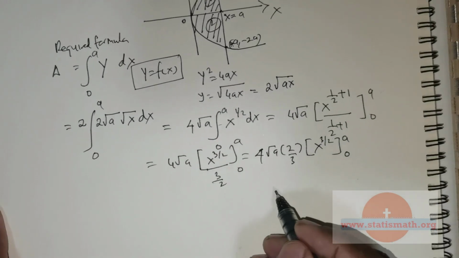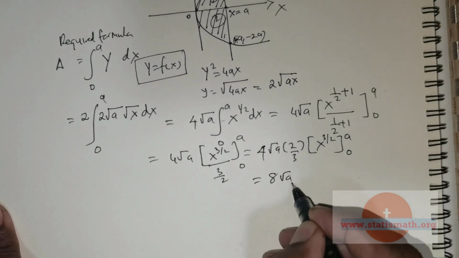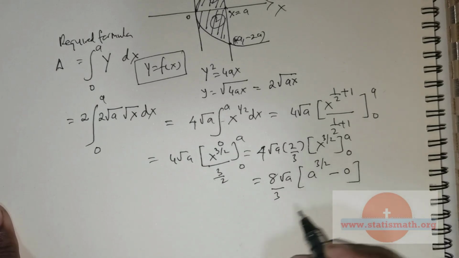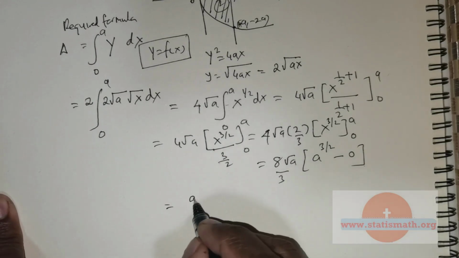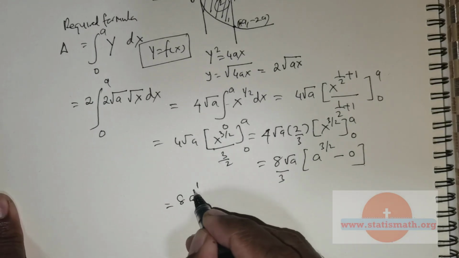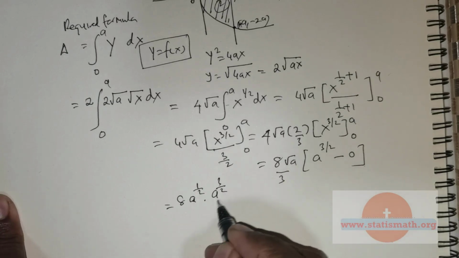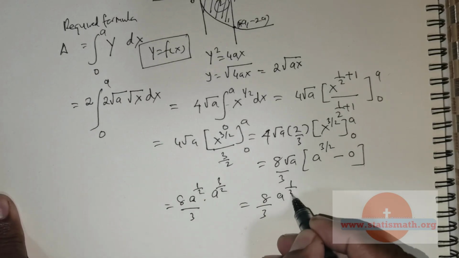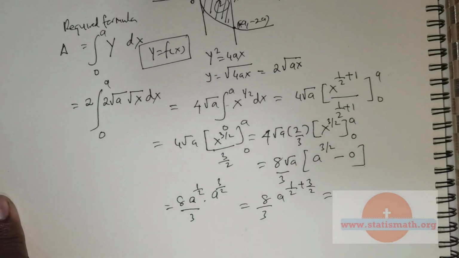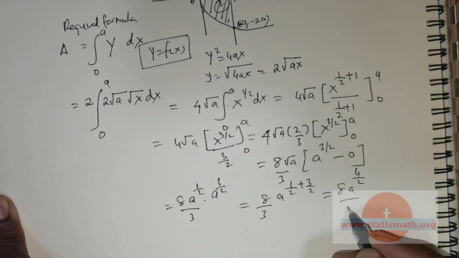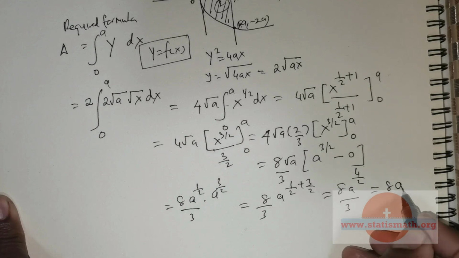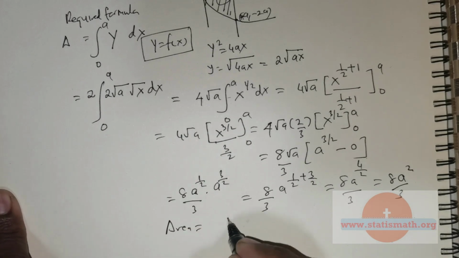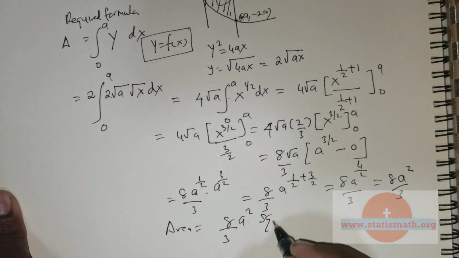Now I need to substitute the limits. This can be rewritten as 8 times root of a divided by 3. I substitute the upper limit, a raised to the power 3 over 2, followed by the lower limit 0. I can rewrite this as 8 times a raised to the power half times a raised to the power 3 over 2 divided by 3, which is nothing but 8 over 3. Now this is a raised to the power half added with 3 over 2, which is nothing but 8 times a raised to the power 4 over 2 divided by 3, which is nothing but 8 a raised to the power 2 divided by 3. So the required area is going to be 8 over 3 a squared square units.